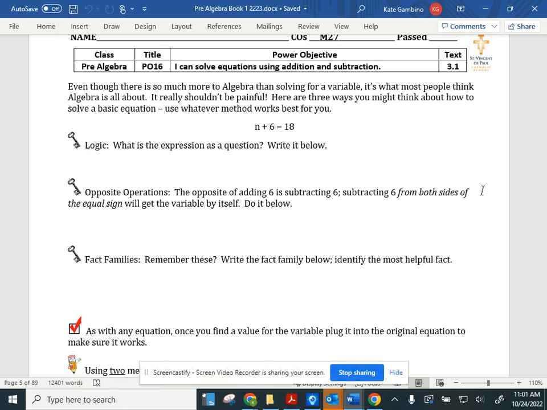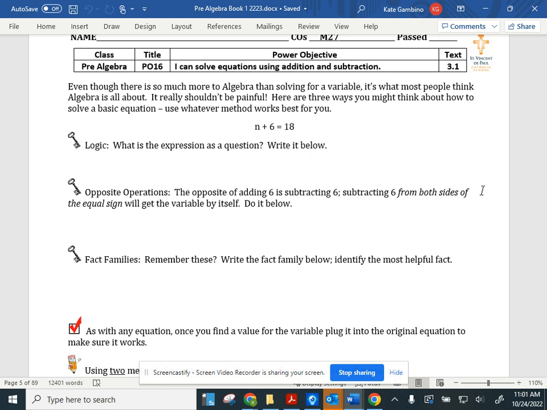So even though there's so much more to algebra than solving for a variable, it's what most people think about. You think about, oh, n plus 5, what is n? So a lot of people think about that when they think about algebra. It really shouldn't be painful.